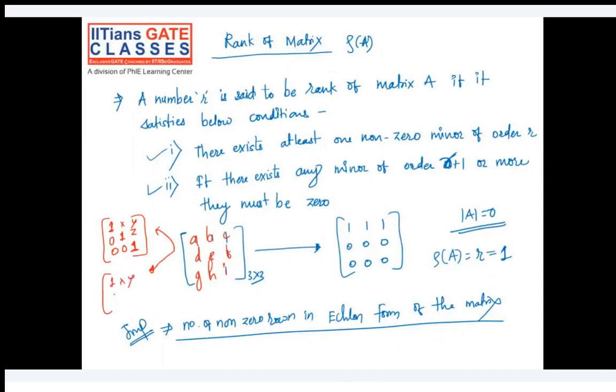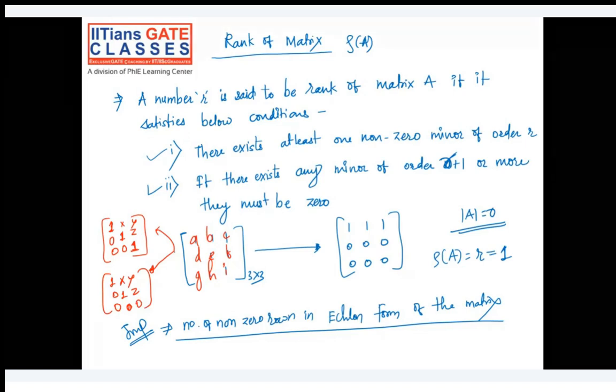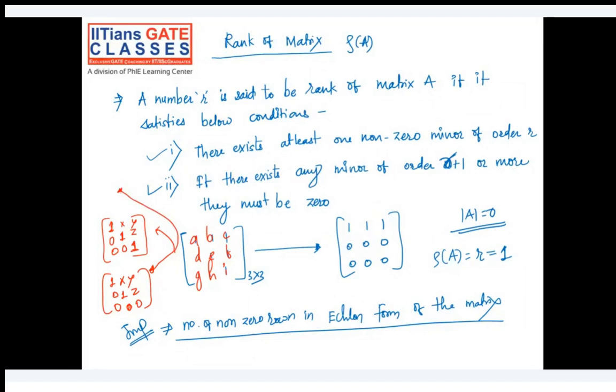Suppose, for example, while converting this matrix into the echelon form, you get something like this: 1 x y, 0 0 0, 0 0 0, and that's what we got in the example which I have given. So in this case, 2 rows became 0, so rank is 1 in this case. Rank is 3 in this case, and rank is 2.